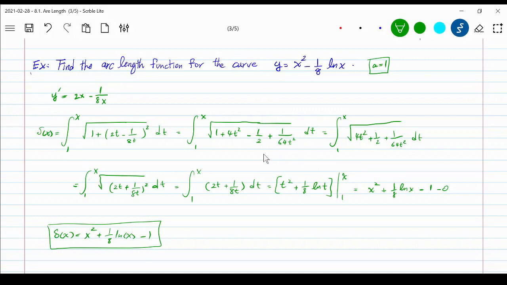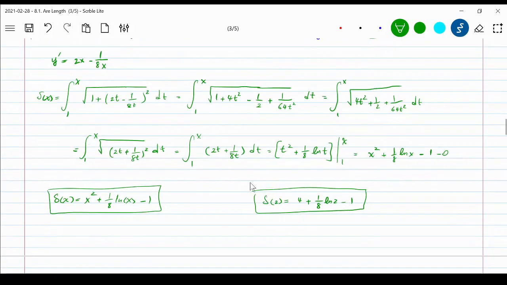And if they ask you what is the arc length of this function from a to b equal to 2, then you just replace x with 2 and ask, what is the length at 2? It will be 4 plus 1/8 ln 2 minus 1. This would be the arc length over the interval 1 to 2. So if you find the arc length function, then basically you can figure out the length over any interval.